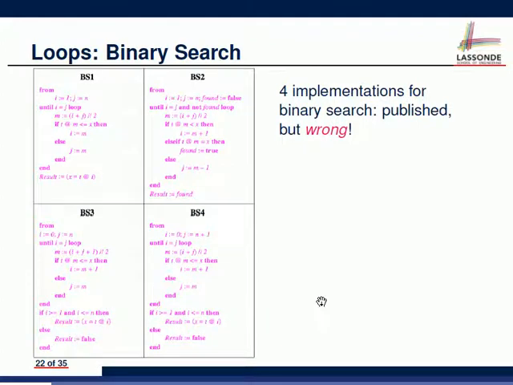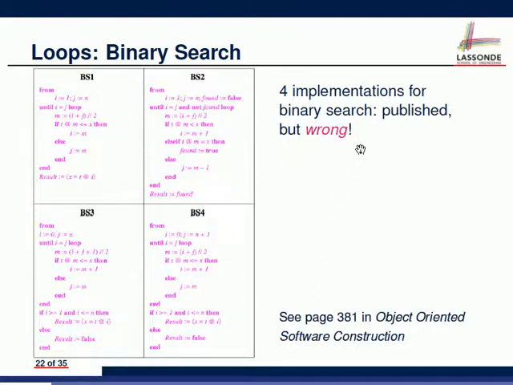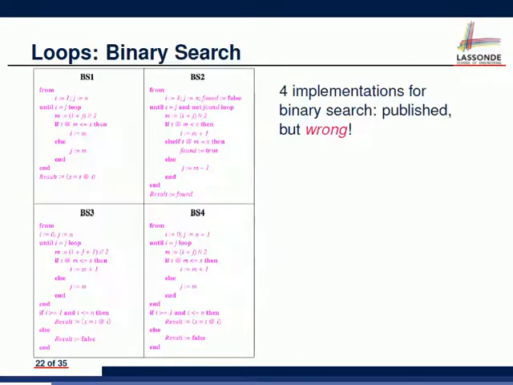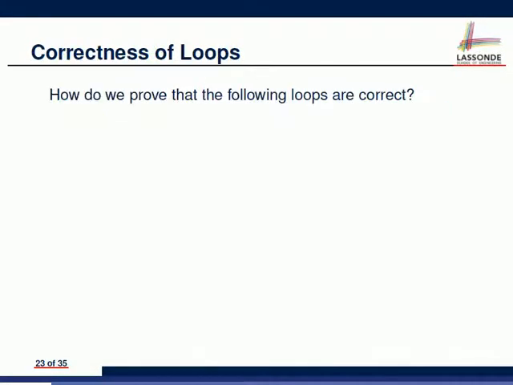Now, if you're interested, you can also go to the textbook. On page 381 in OOSC2, basically the point is they list four different implementations of binary search that have been published, but all of them are wrong. So they actually suffer from one of the problems over here. The point is, loops are really hard to get right. But we want to learn how you can actually get things proved or disproved, so you can have some idea about how correct your loops are.